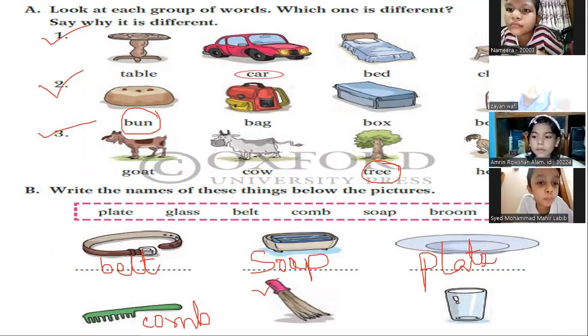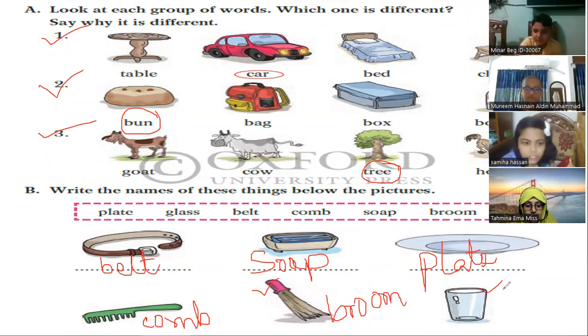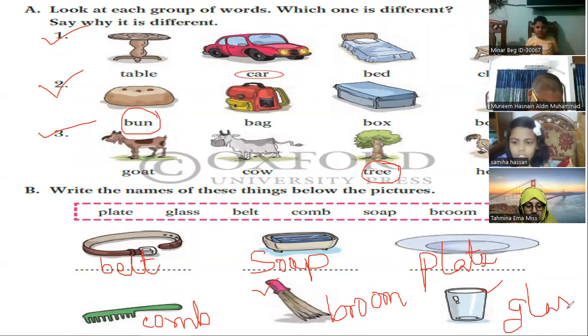Broom, which means jharu. Jharu. Samiha, what is this picture? This is a glass. Yes, this is a glass. Very good. So we will move on to the next slide.